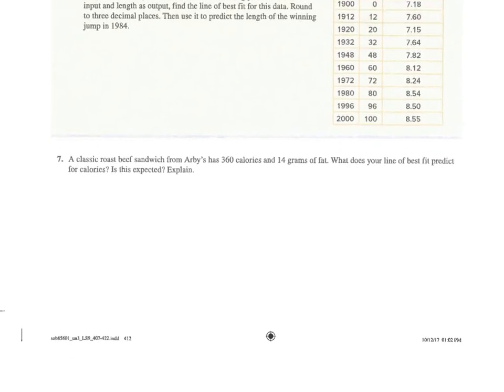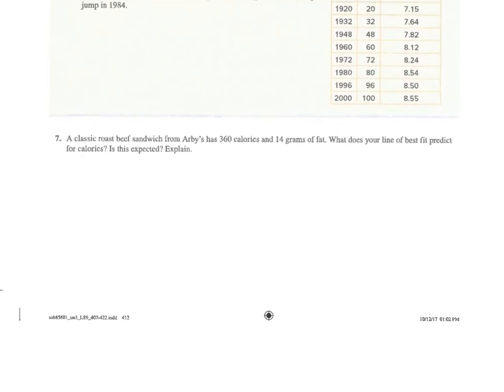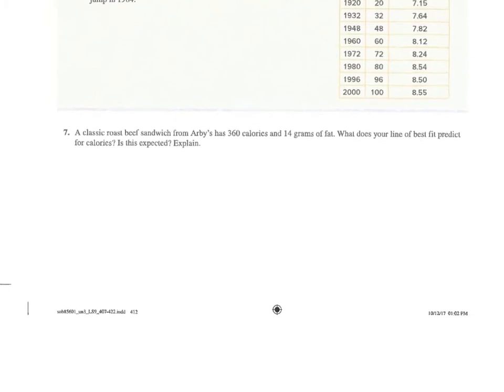Okay, so let's look at number 7. A classic roast beef sandwich from Arby's has 360 calories and 14 grams of fat. It says, what does your line of best fit predict for calories? And so we're going to go ahead and use our y equals 20 and 8/10 x plus 41 and 4/10, and we're going to substitute that 14 in for x.